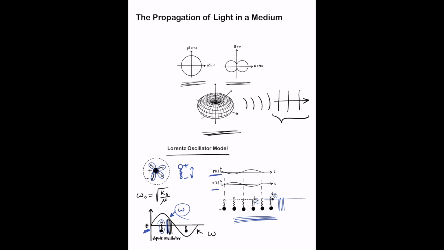So the condition for resonance or absorption is that the frequency of the wave omega is equal to one of the natural frequencies of the atom. So this is the condition for resonance or absorption, when the frequency of the incoming electromagnetic wave is equal to one of the natural frequencies of the atom.